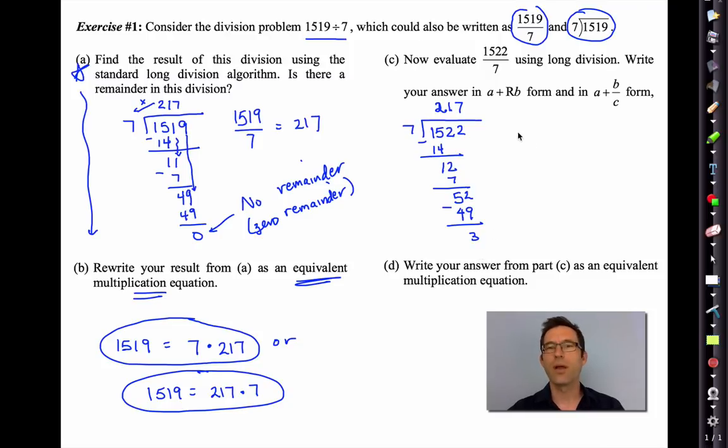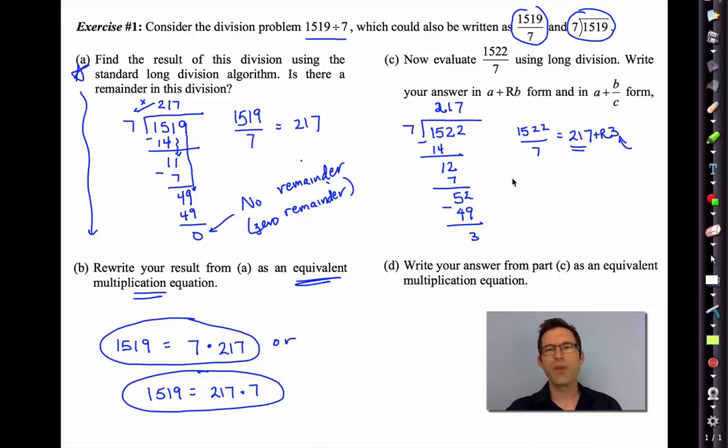So what do I say? Well, I say that 1522 divided by 7 is equal to 217. Do you remember this? With a remainder, plus a remainder of 3. Now, I've never really liked that much, but think about what that really means. It means if we had 1,522 items and we were putting them into 7 boxes, we'd have 217 in each box, and then there would be 3 that would be left over, 3 that were remaining.